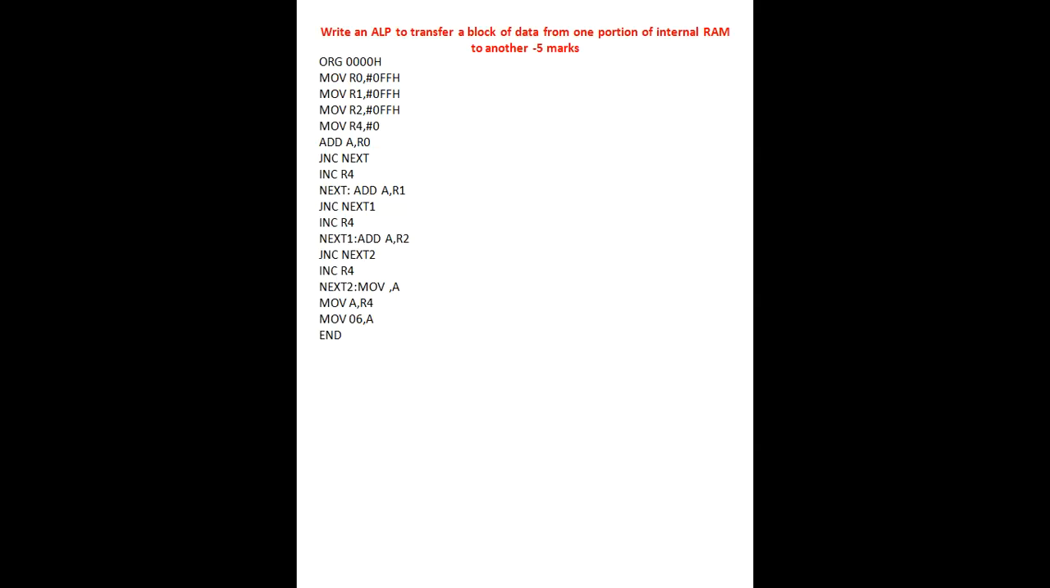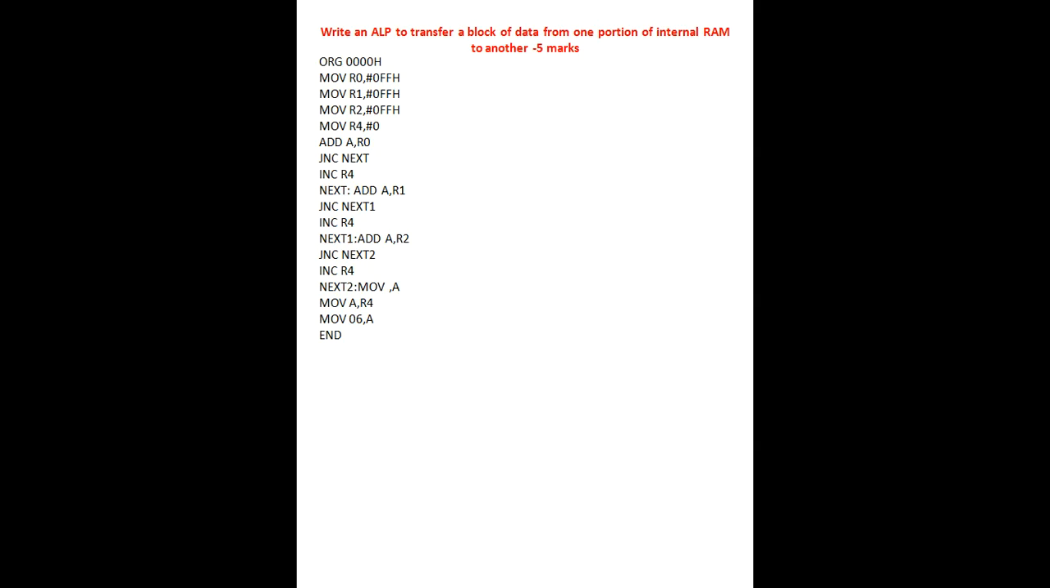Next, you have some programs. First one, write an ALP to transfer a block of data from one portion of internal RAM to another. Here you have to write the program on how to transfer a block of data which is stored in one RAM location to another. So I have written the program here. So I have taken 3 registers, R2 and R4 I declare as 0. I am making them blank with zeros.